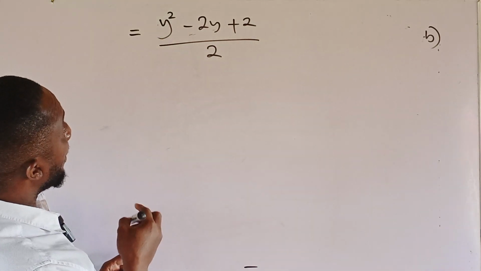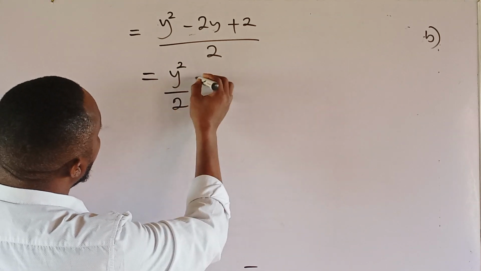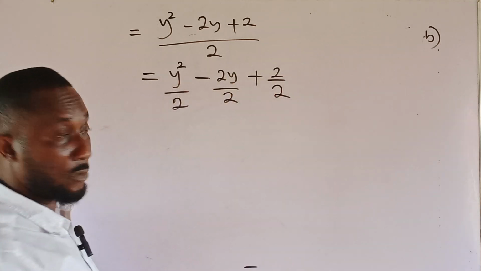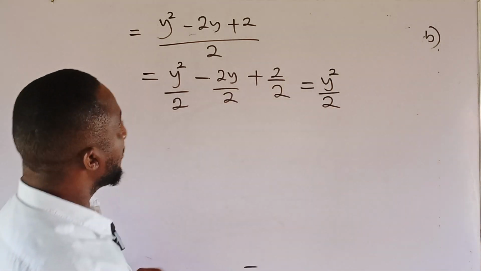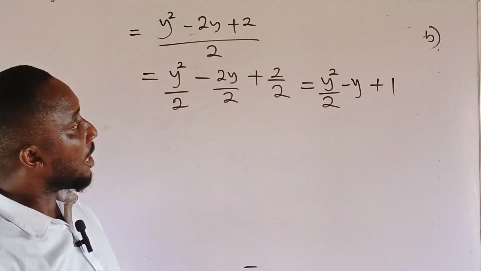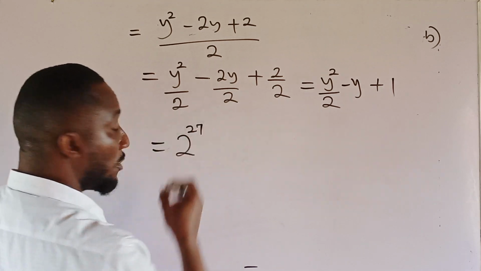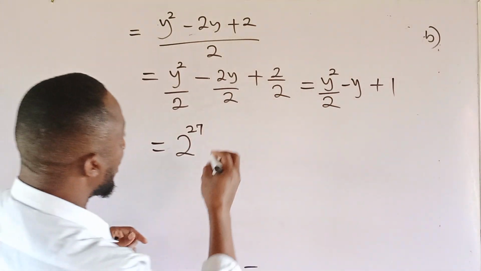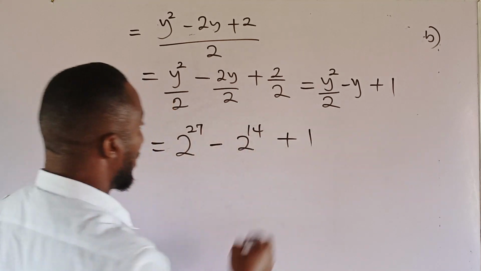If I divide every term on the numerator by 2, we are going to have y squared upon 2 minus 2y upon 2 plus 2 upon 2. So this is going to give us y squared upon 2 minus y plus 1. Now, y squared upon 2 should be 2 to the power of 27 along the line. Then y is 2 to the power of 14. We write minus 2 to the power of 14 plus 1.